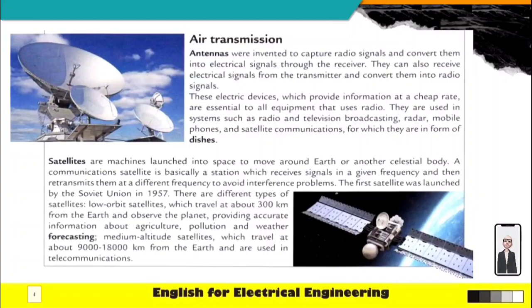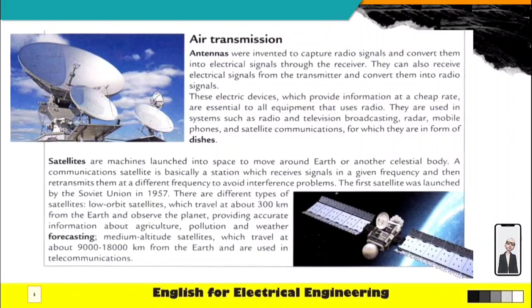These electric devices, which provide information at a cheap rate, are essential to all equipment that uses radio. They are used in systems such as radio and television broadcasting, radar, mobile phones, and satellite communications, for which they are in the form of different satellite dishes. Satellites are machines launched into space to move around the Earth or any other celestial body. A communications satellite is basically a station which receives signals in a given frequency and then retransmits them at a different frequency to avoid interference problems. The first satellite was launched by the Soviet Union in 1957.